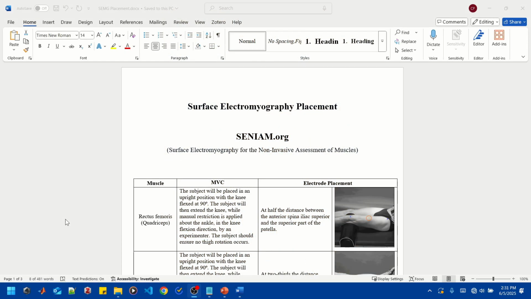And with tip number 9, we move on to surface electromyography, or SEMG. The standardization body for EMG is cenium.org, which stands for Surface Electromyography for the Non-Invasive Assessment of Muscles. If you visit their website, they will give you a ton of information on how to perform surface electromyography, what muscles you can target, how to place the electrodes for those particular muscles, how to find those muscles through palpation, how to perform the relevant MVCs or maximum voluntary contractions, and a bunch of other general information.